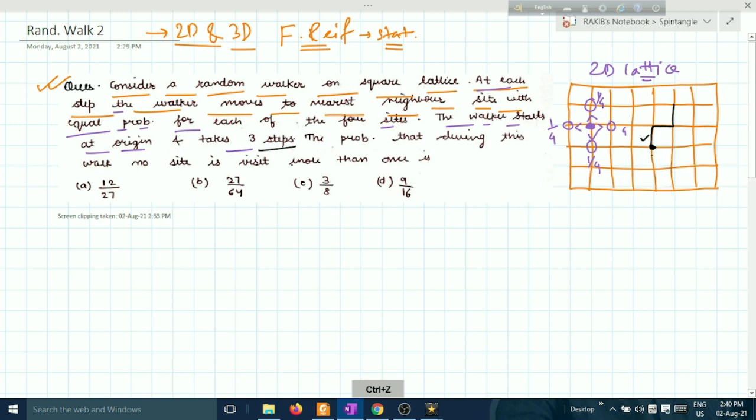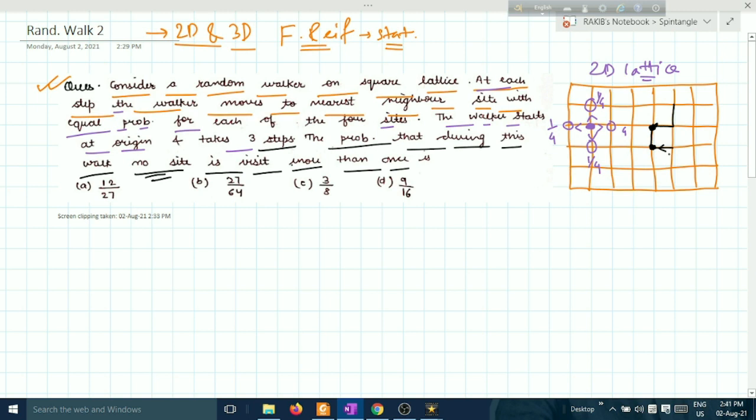This is the probability that during this walk, no site is visited more than once. You cannot visit one site more than once. You cannot go from this point to this point, and then go to the initial point again, because the initial point has to be covered only one time. This is the type of problem. If you go from this point to this side, then you cannot go back to the initial point again.